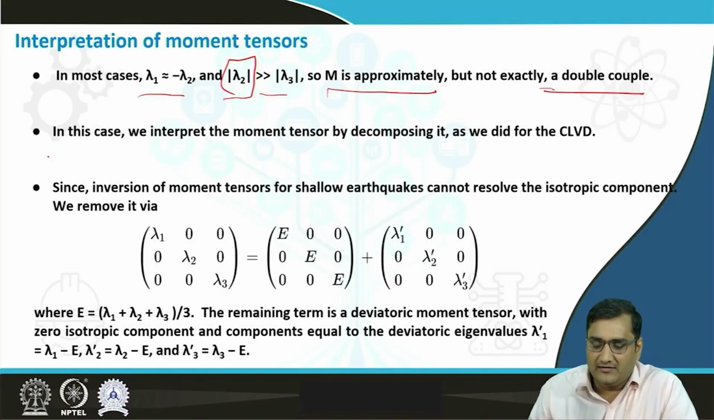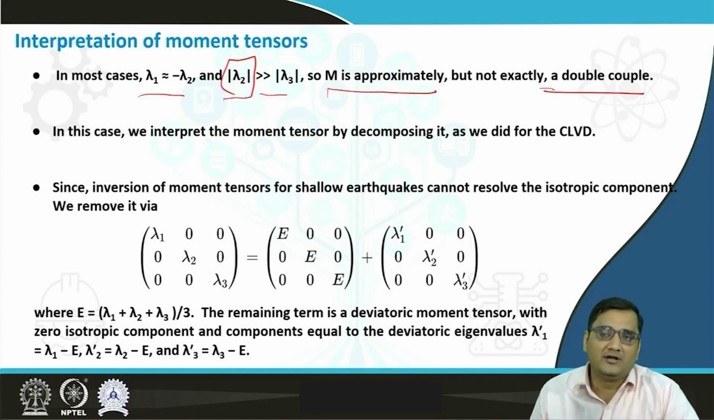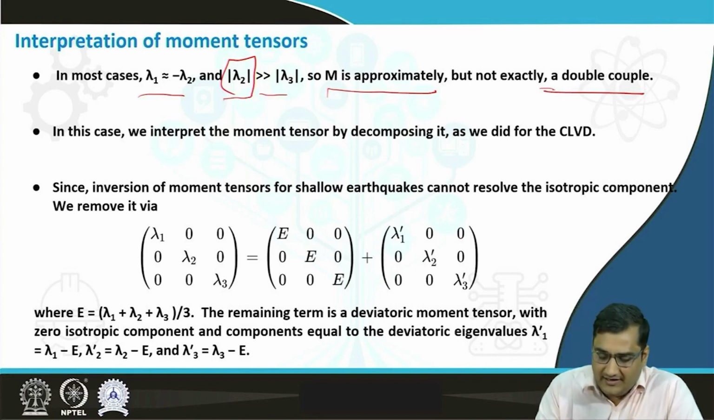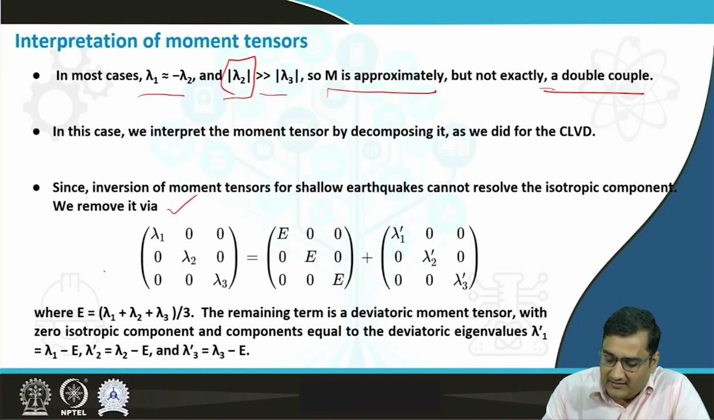In this case, we want to interpret the moment tensor by decomposing it as we did in the case of CLVD, and for that purpose we are going to see that the inversion of the moment tensors for shallow earthquakes cannot resolve the isotropic component. We remove it via this.